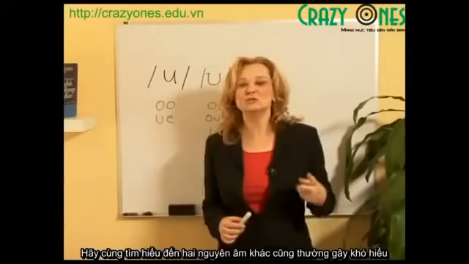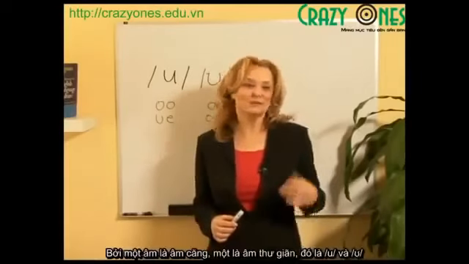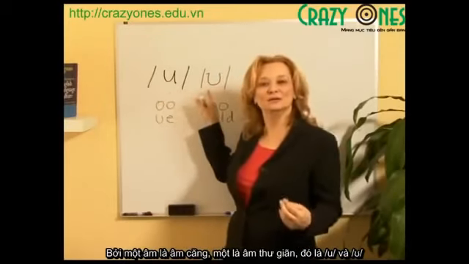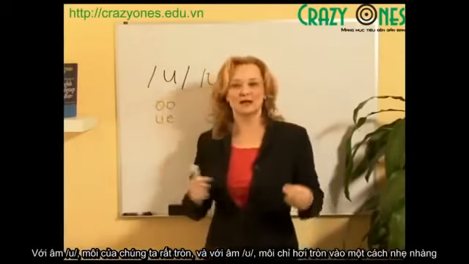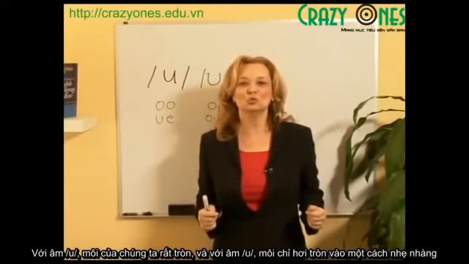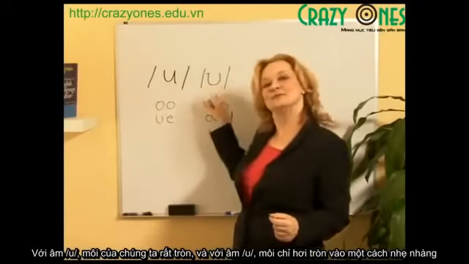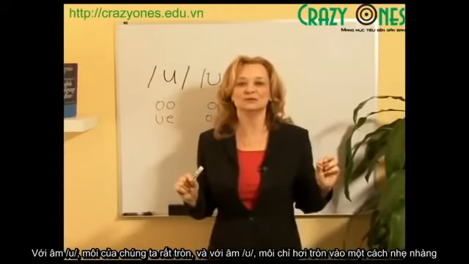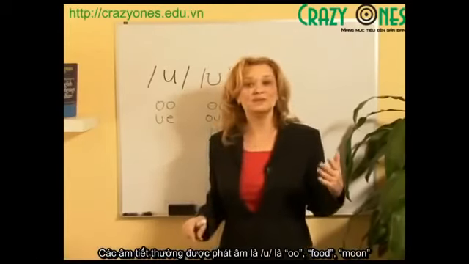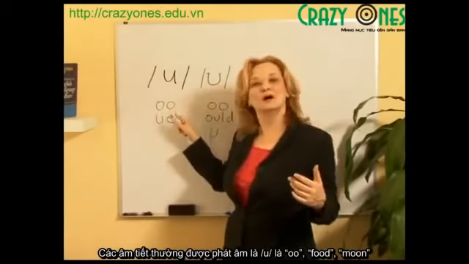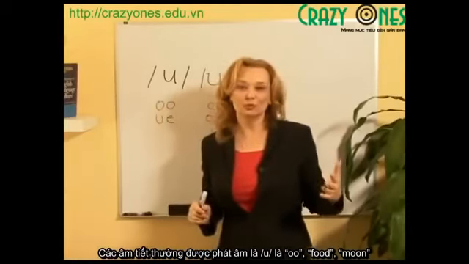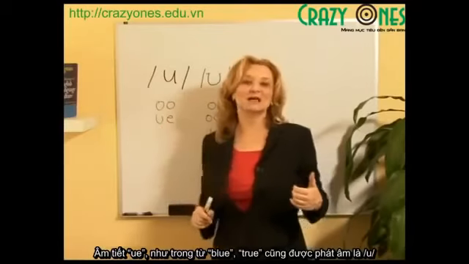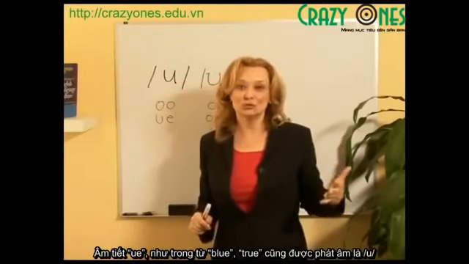Let's take a look at two more vowels that are commonly confused because one is tense and one is neutral. It's the oo and the uh. For the oo sound, the lips are rounded. Oo, oo. And for the neutral sound, the lips are very slightly rounded. The common spelling patterns for the oo are double O, as in food and moon, and a U plus E, as in blue and true.